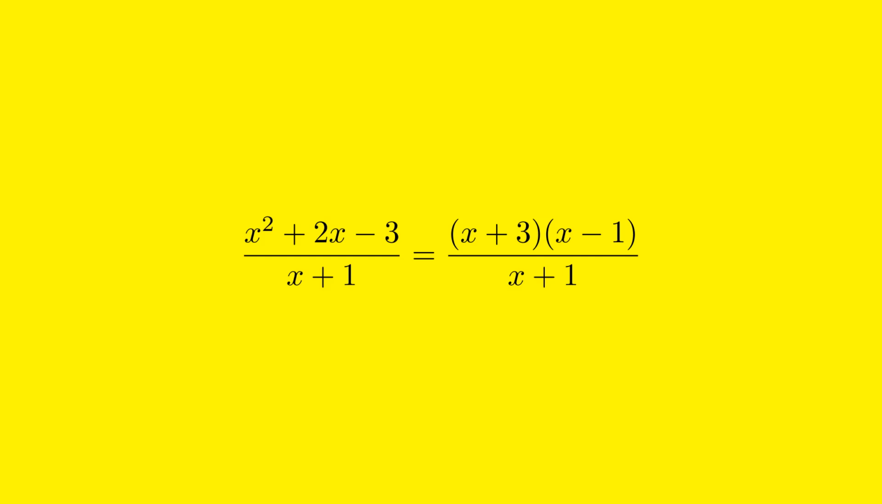Now, substituting the factored form back into the original expression, we have x plus 3 times x minus 1 over x plus 1. This completes step 1, where we have factored the numerator.